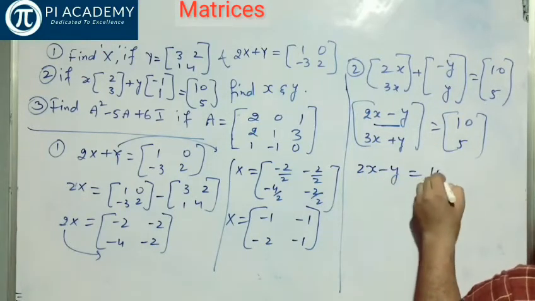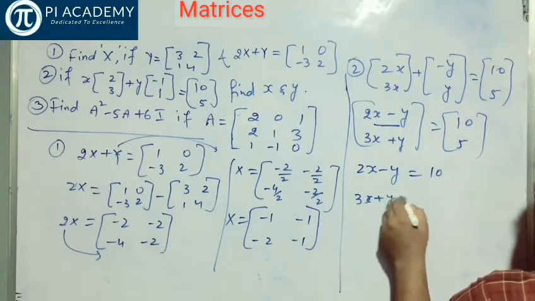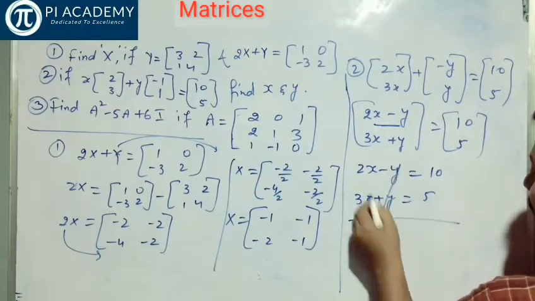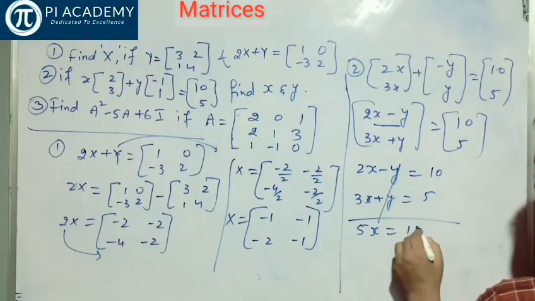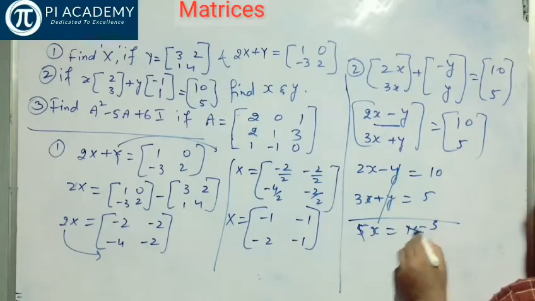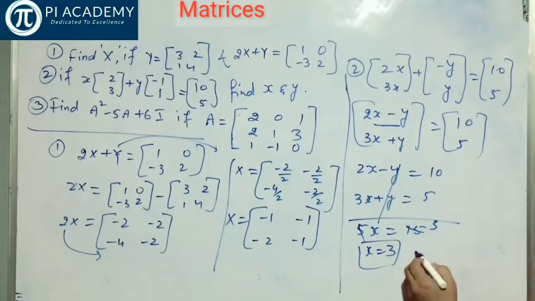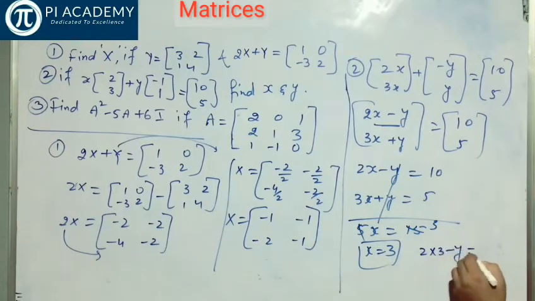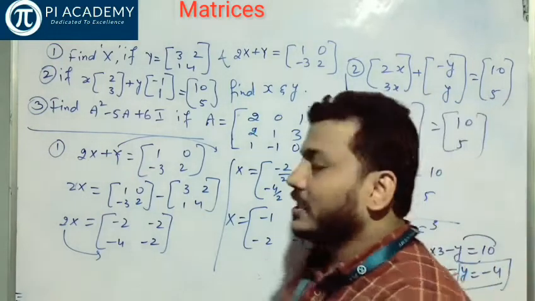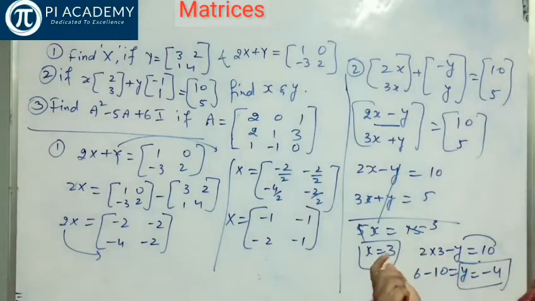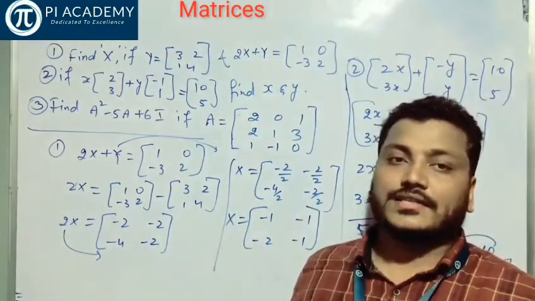So 2X minus Y is equal to 10. The 3X plus Y is equal to 5. If you do the elimination method, you get 5X is equal to 15. 5 ones are 5, 5 threes are 15, so X is equal to 3. Put it in any equation, you will get Y also. If you put it in the first one, 2 into 3 minus Y is equal to 10. This goes to 6 minus 10 is equal to Y, so Y is equal to minus 4. So the X and Y values are 3 and minus 4. By this way you can find X and Y.